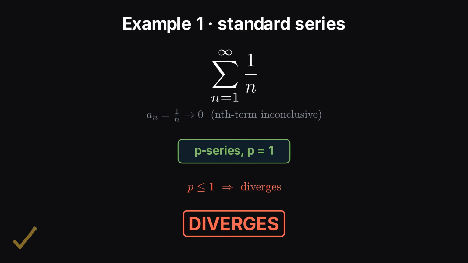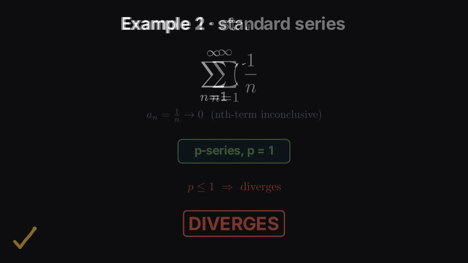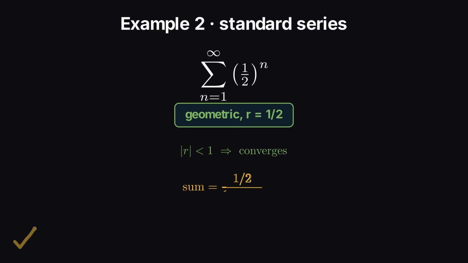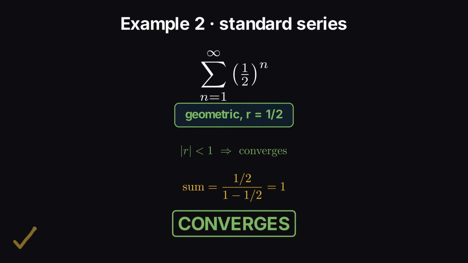Example 1, the harmonic series, the sum of 1 over n. The terms go to 0, so the nth term test is inconclusive. But it's a p-series with p equal to 1, and p-series diverge whenever p is at most 1. Verdict: diverges. Example 2, the sum of 1/2 to the n. That's geometric with ratio 1/2, which is less than 1. Geometric series converge whenever the ratio is below 1. Verdict: it converges, in fact, straight to a sum of 1.